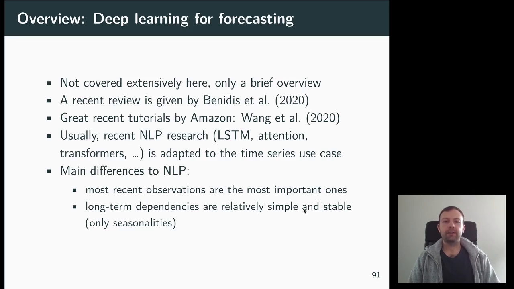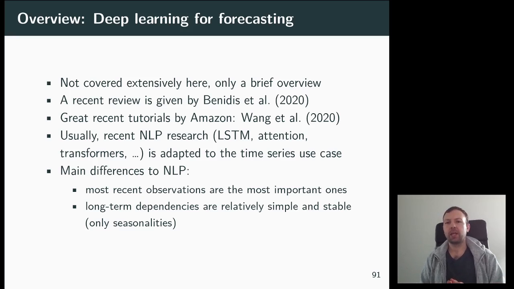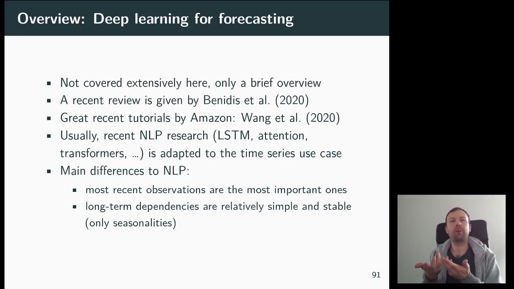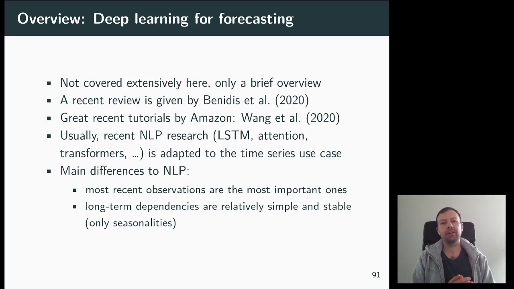So in forecasting, pretty much always, the most recent observations are more important than the more distant ones. So compare that to NLP, that would mean something like that the last words in a sentence are always more important than the first ones. It's not the case in NLP, but in forecasting. So that's the main difference you need to take into account when doing the modeling.